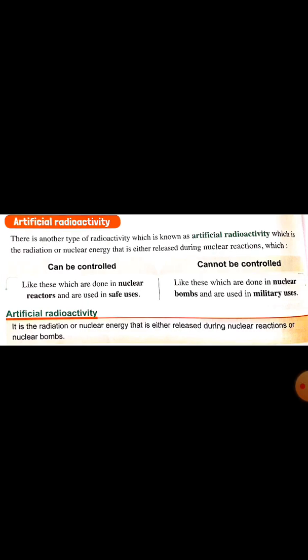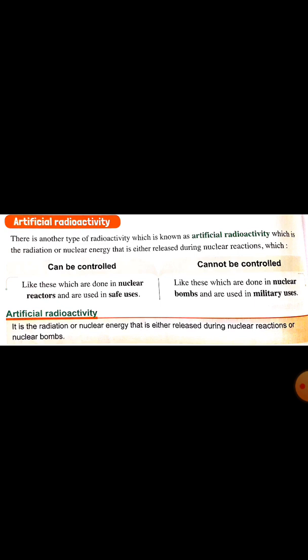But what about artificial radioactivity? That was natural radioactivity. Elements do this spontaneously, but we can also do this artificially. So this is called artificial radioactivity. And we have two types of artificial radioactivity: one that can be controlled and one that cannot be controlled.